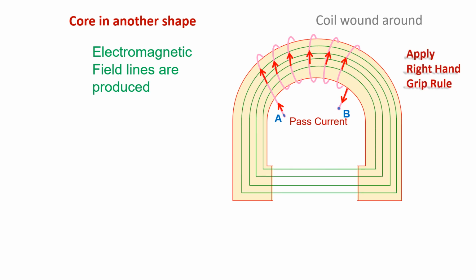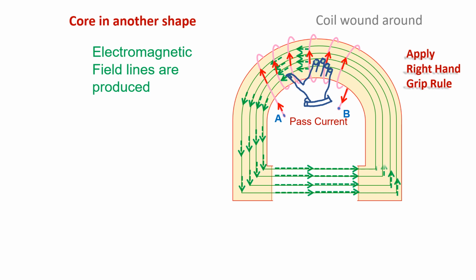Let us apply the right hand grip rule to know the direction of the electromagnetic field lines. We have to hold the coil with the help of right hand grip. Show the four fingers in the current direction. The thumb will show you the direction of the field lines. So now the field lines are directed towards left in the thumb direction. So these field lines will flow throughout the core as being shown by the arrow marks in this figure now.